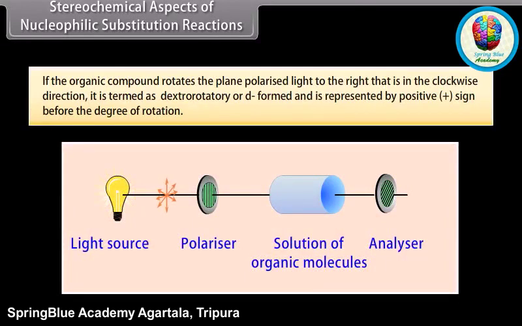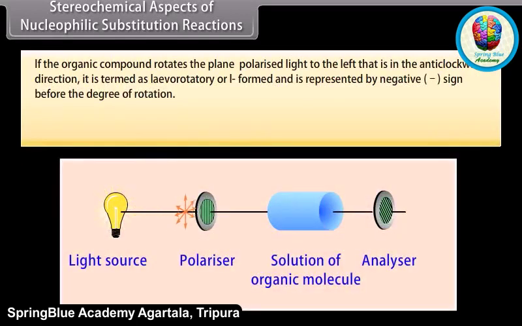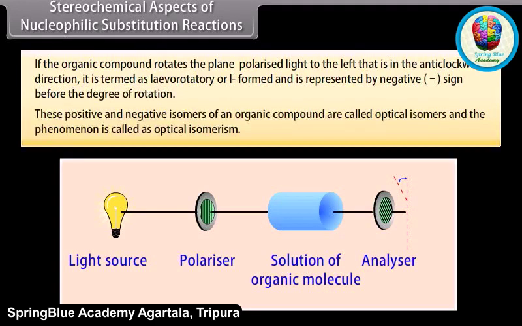If the organic compound rotates the plane polarized light to the right, that is, in the clockwise direction, it is termed as dextrorotatory or d-form and is represented by positive sign before the degree of rotation. If the organic compound rotates the plane polarized light to the left, that is, in the anti-clockwise direction, it is termed as levorotatory or l-form and is represented by negative sign before the degree of rotation. These positive and negative isomers of an organic compound are called optical isomers, and the phenomenon is called as optical isomerism.